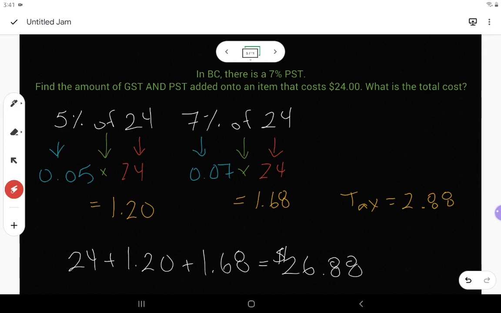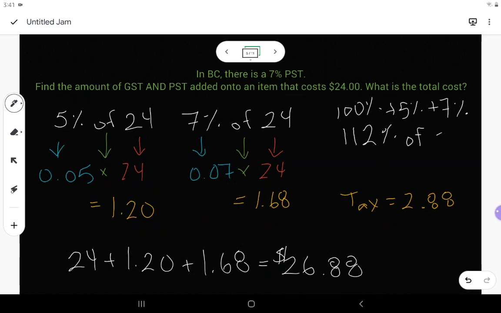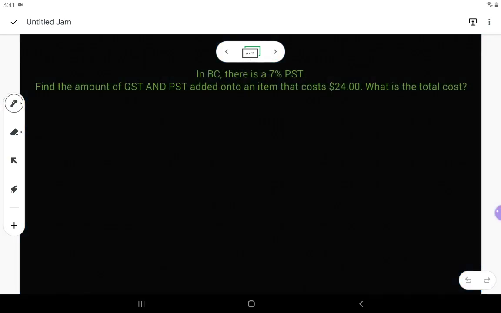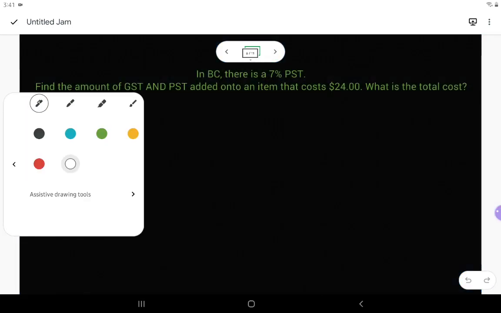Now I want you to think about this in terms of percentages. I have my original item, which was 100%. I have GST, which was 5%, and I had PST, which was 7%. So really, I took my original cost, which was 100%, I added a 5% GST, and I added a 7% PST. In total, I'm now paying 112% of my original cost. So just as something fun on the side, take 112% of 24 and see if you get the same answer. You probably should.